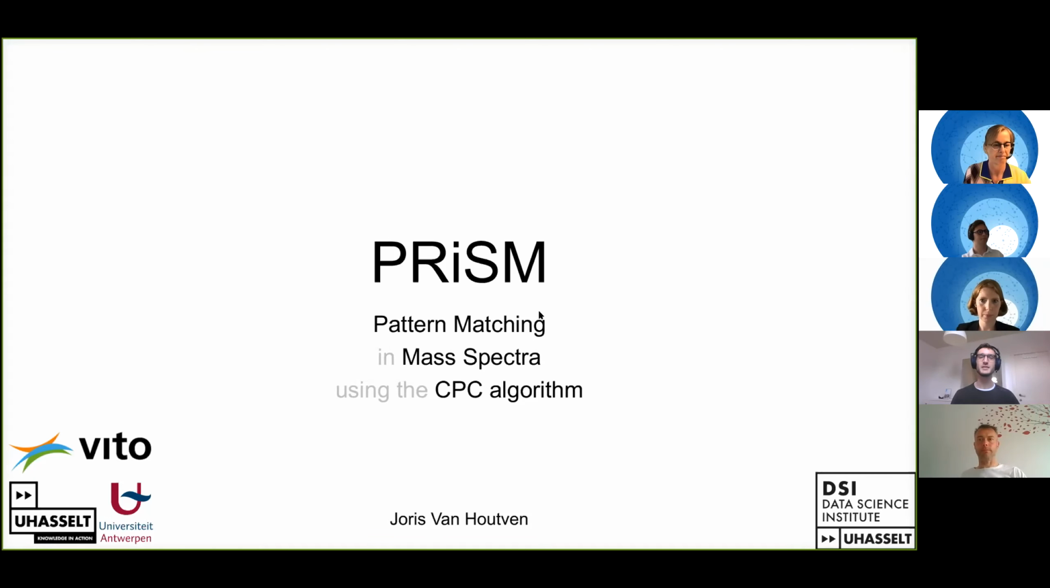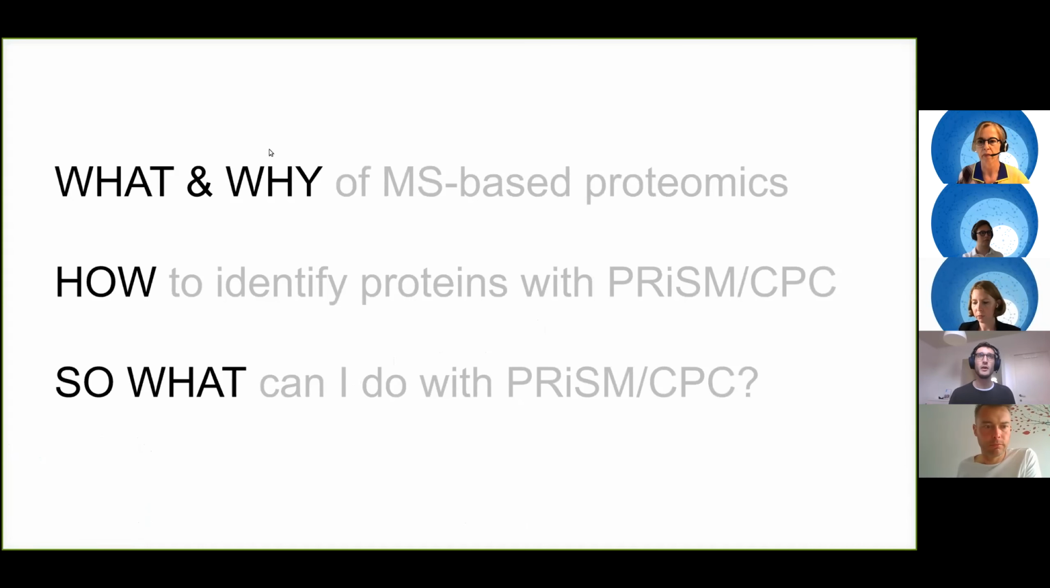Yes. All right. So Prism, that was a workflow in proteomics that was a significant part of my PhD. And I'll be explaining to you how it does pattern matching in mass spectra using the CPC algorithm. That's an algorithm we developed specifically for that purpose. I'll start with why we are interested in proteins and proteomics and what it means to do that with mass spectrometers. And then I'll tell you how we identify those proteins using Prism and CPC. And finally, I'll have a short discussion about what that means in a broader context. What can you do with this technology?